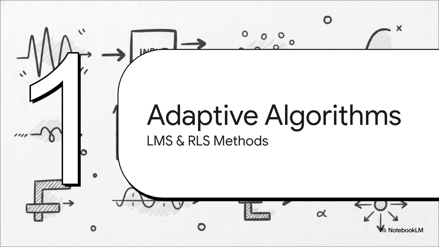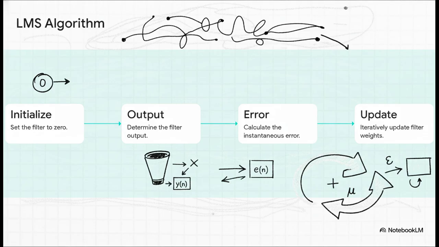All right, Section 5, Adaptive Algorithms, LMS and RLS. But here's the real-world catch. Inverting that massive autocorrelation matrix we just talked about is computationally heavy and sometimes literally impossible to do in real time. So we have to transition to iterative algorithms that approximate this optimal filter on the fly.